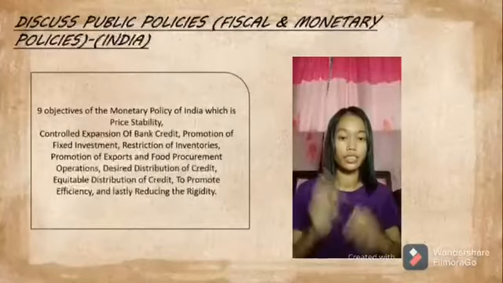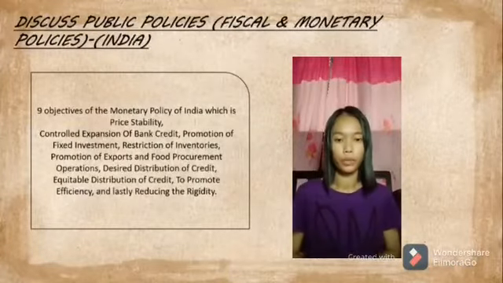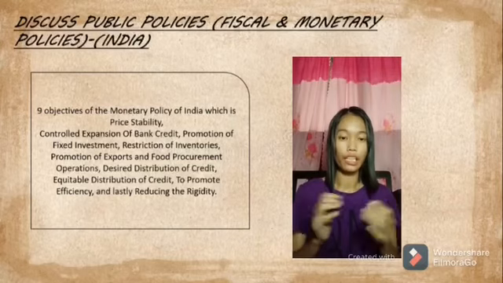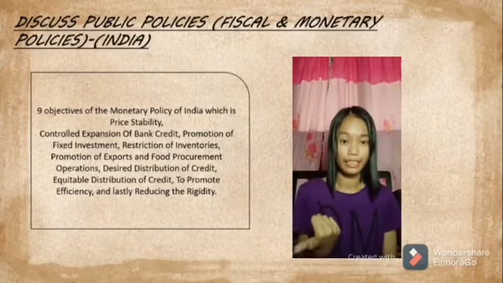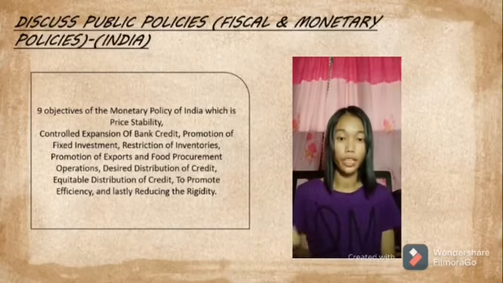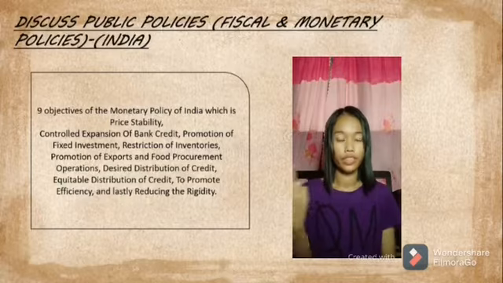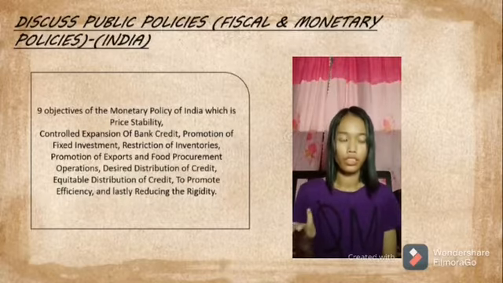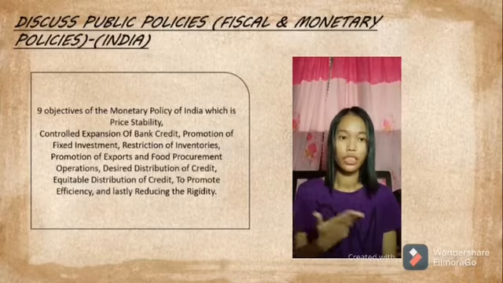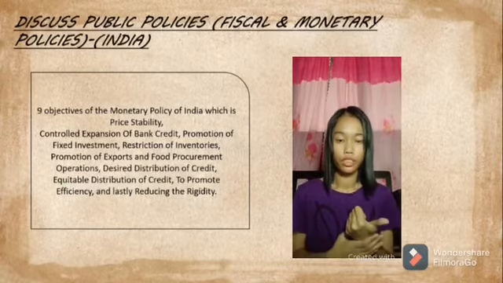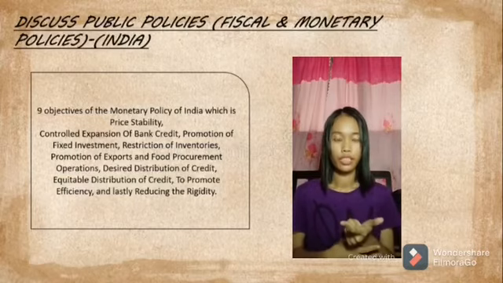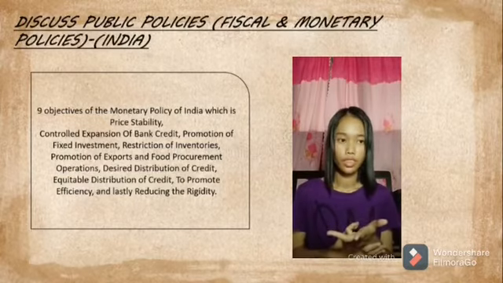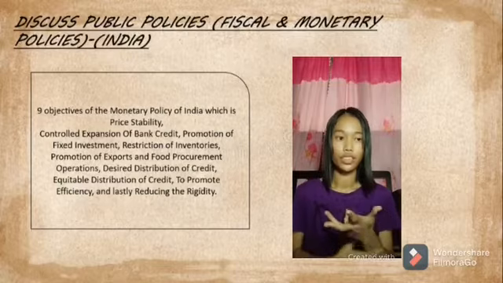Next, there are the objectives of monetary policy of India, which are price stability, control expansion of bank credit, promotion of fixed investments, restriction of inventories, promotion of export and food procurement operations, desired distribution of credit, equitable distribution of credit to promote efficiency, and lastly reducing the rigidity.